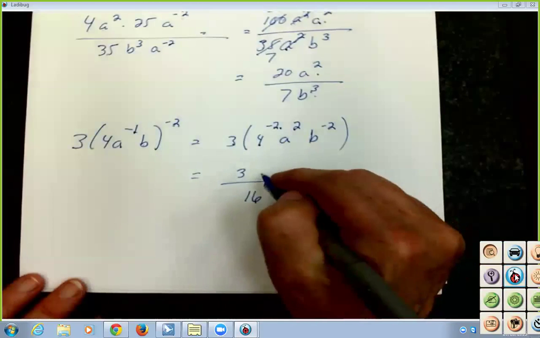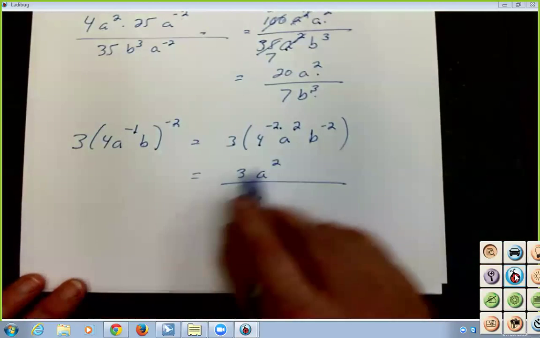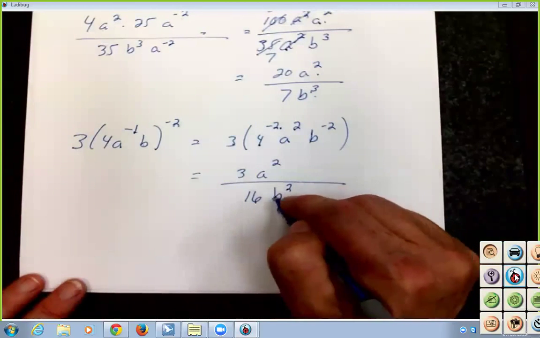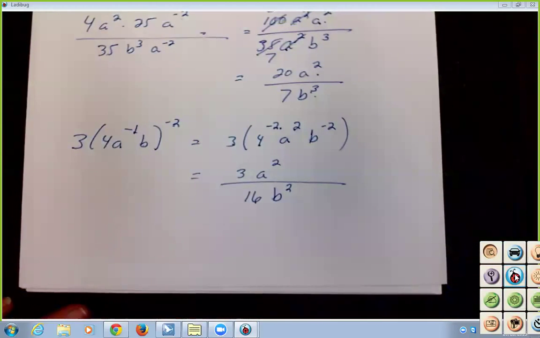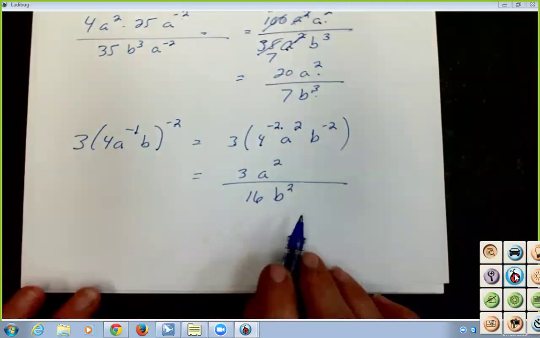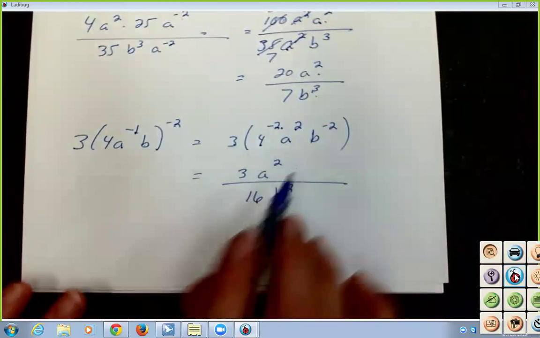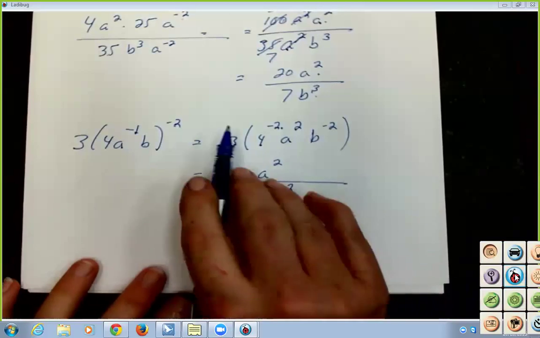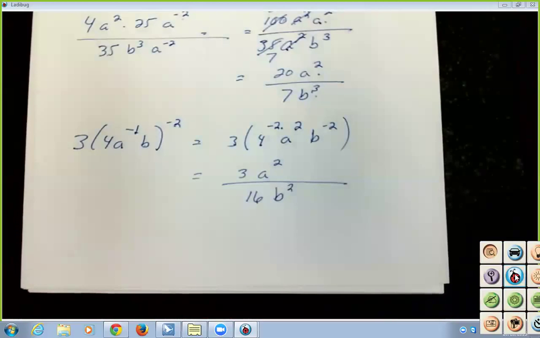Then a squared stays on top. And b to the negative 2 will go to the bottom and become positive. So when you have negative exponents like that, it goes on the bottom. If they're negative in the top, they go to the bottom. If they're negative in the bottom, they move to the top. So they switch spots. One goes to one spot and one goes to another. So you want to watch that and make sure you get them to move from one place to the next.